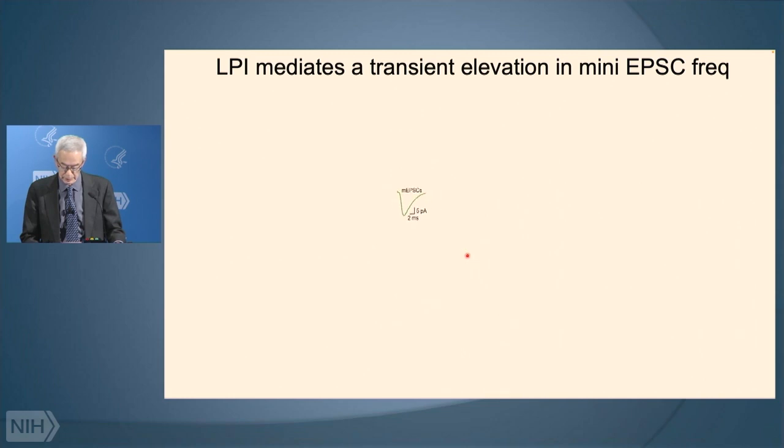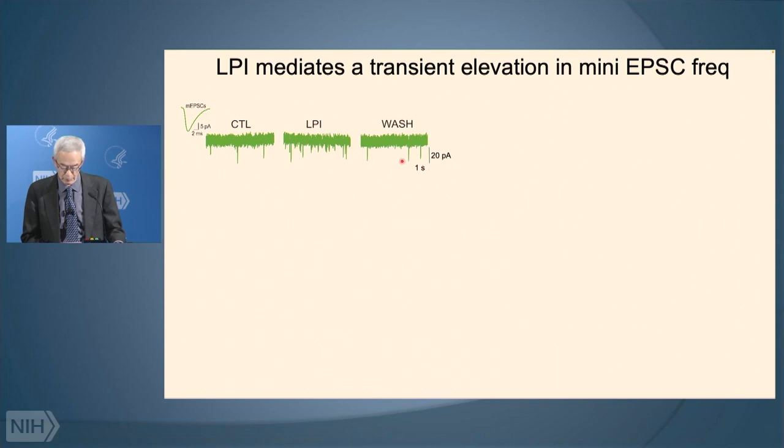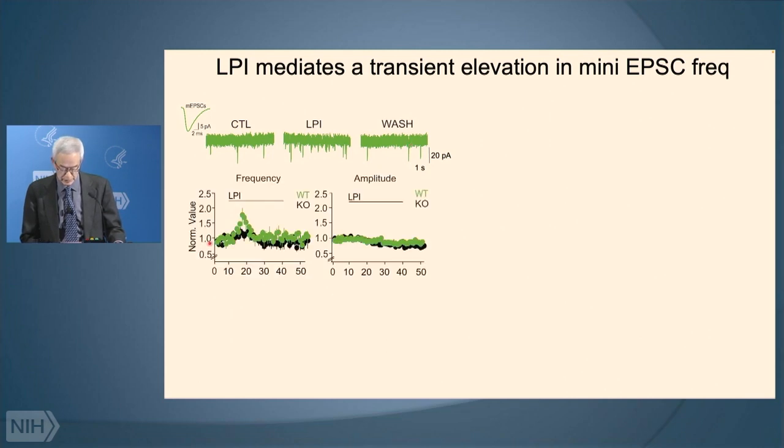And if we shrink these down and change the time scale to record over a minute rather than over 2 milliseconds, we see that there is spontaneous release of quanta from the presynaptic terminals, and that LPI greatly increases the frequency of these quanta, and the effect is reversible. And this is the time plot showing that on average there's something like a 70% increase in frequency, which is transient, and no change in the amplitude of the synaptic events.